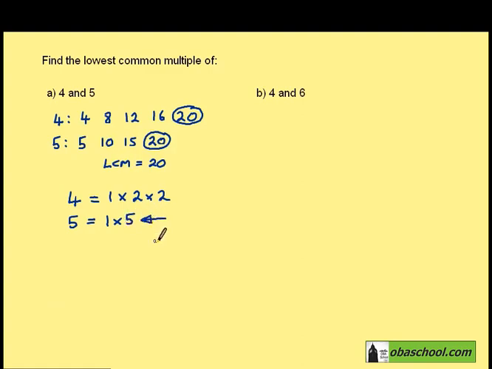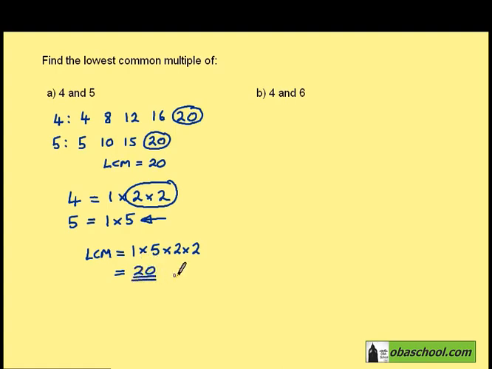Start with one of the two expansions. The lowest common multiple is given by 1 times 5, and then look at the other expansion and pick out anything we don't yet have. We've already got a 1 times, but we don't have a 2 times 2. So bring it in here. 1 times 5 is 5, times 2 is 10, times 2 again is 20.